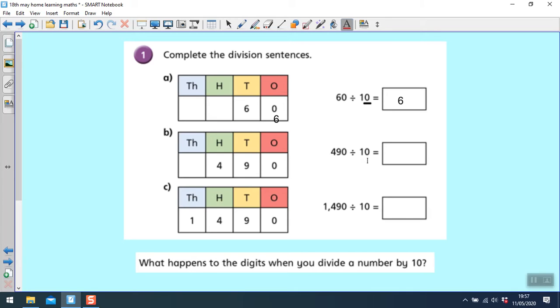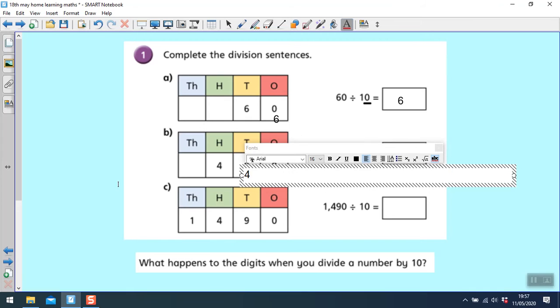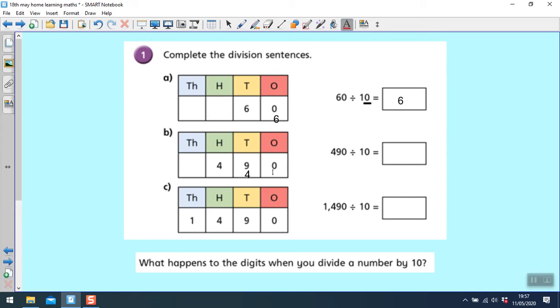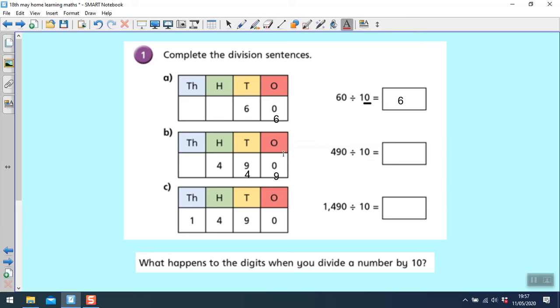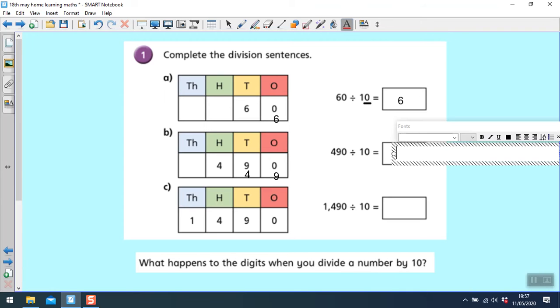490 divided by 10. So again, we are dividing by 10, so we're moving everything 1 place to the right. So 400s becomes 4 10s. 9 10s becomes 9 1s. And our 0 just jumps into our tenths column, which is just next to our imaginary decimal point here. And we don't need that. We don't need 49.0. So we just say 49.